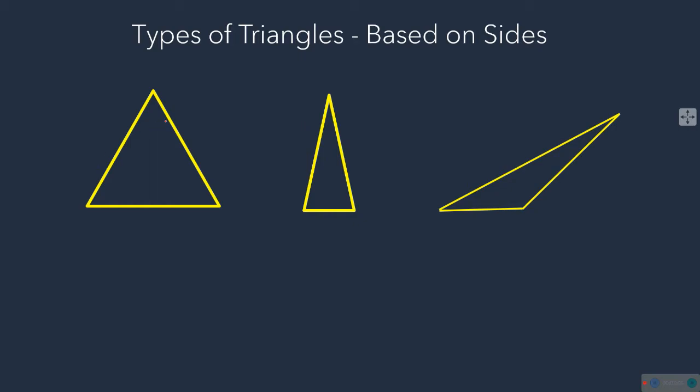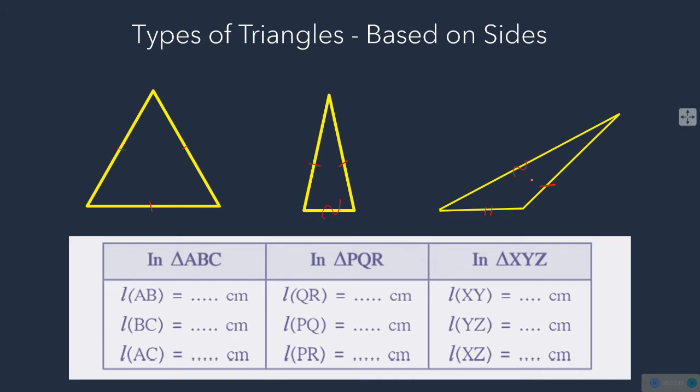What is the general idea? On looking at this, we can see that all three sides are of the same size. Here when we see, this side appears to be equal to this, but not this. Here we can see this is the longer side, this is the shorter side, and this is a side in between. So depending upon the sides, we can say that these three triangles on the screen are different. We can also check how right it is by measuring how long it is.